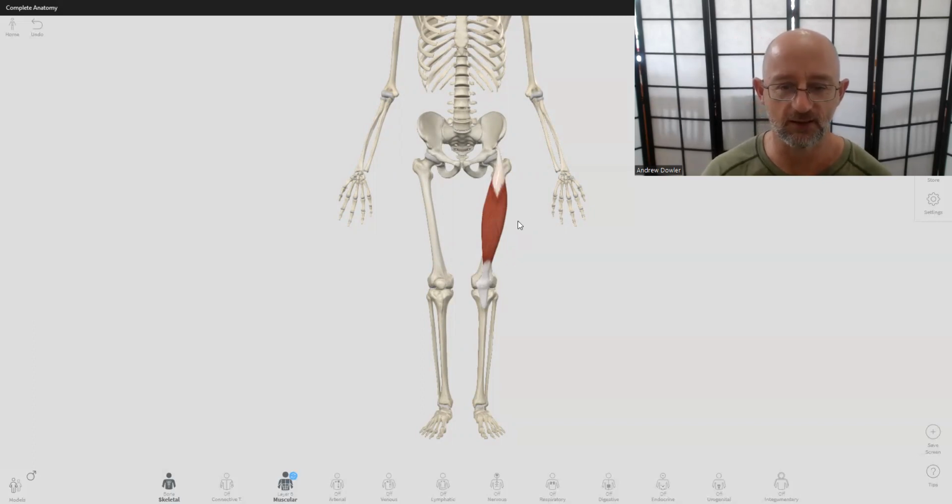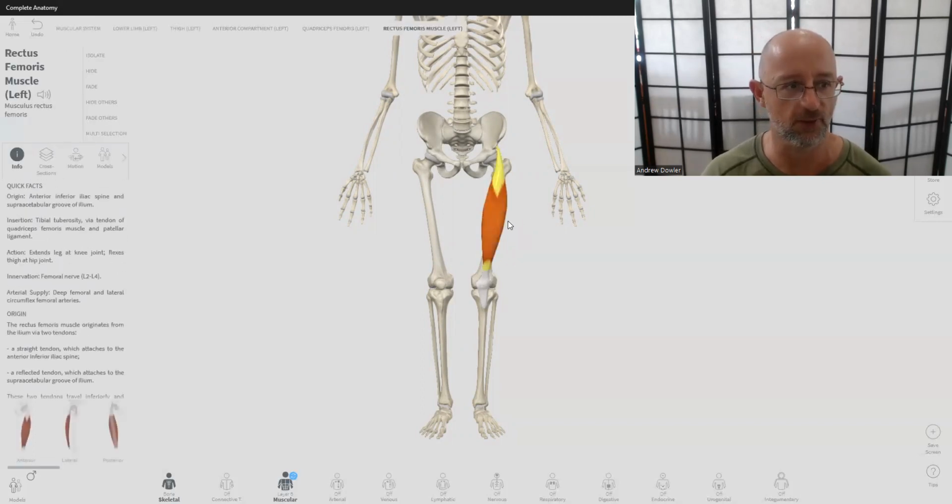So let's do the anatomy first. I'll highlight this bad boy. And as always, we're using Complete Anatomy, and I highly recommend you get this if you want to go deeper into your anatomy learning. Starting at the origin here: anterior inferior iliac spine and supra-acetabular groove of the ilium.